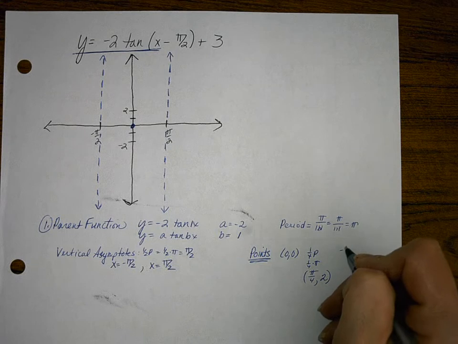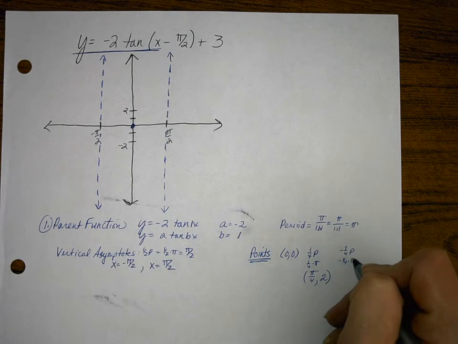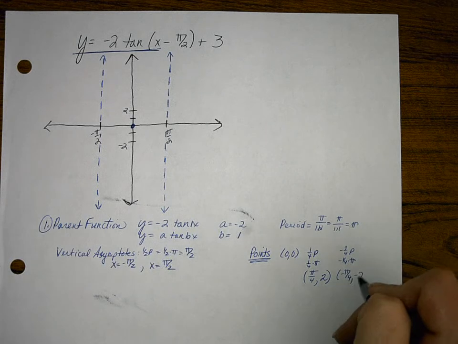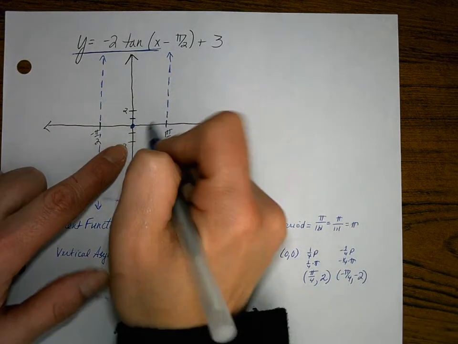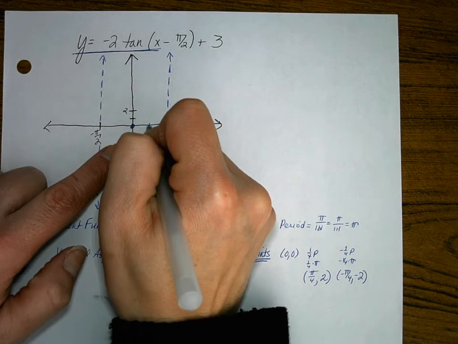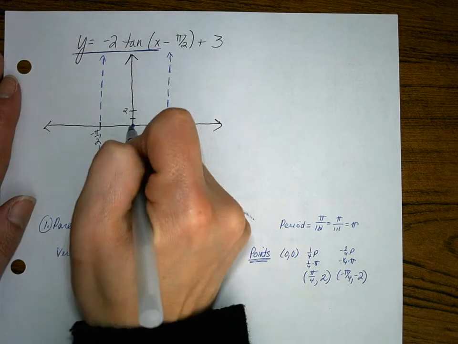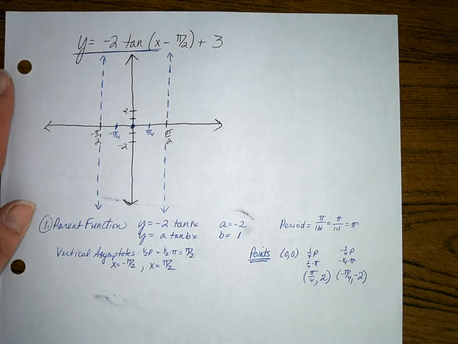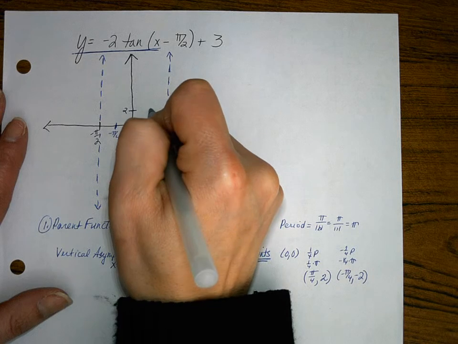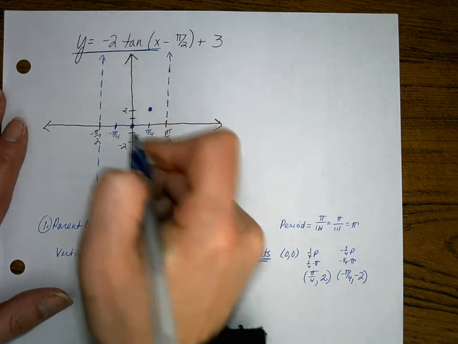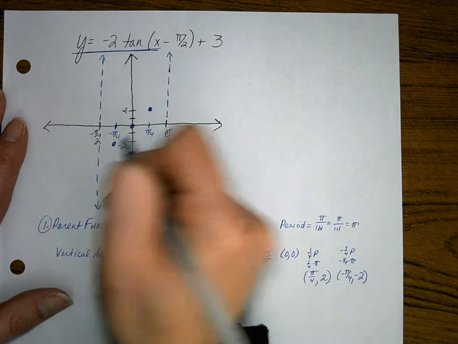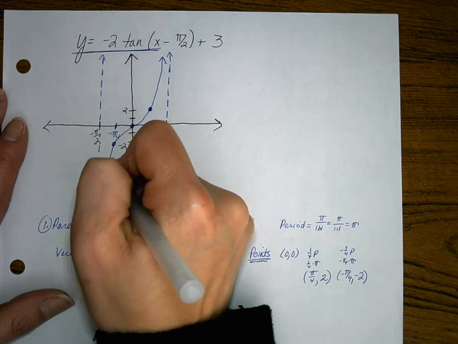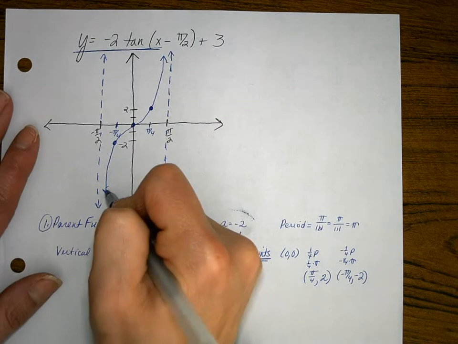Now, at negative 1/4 of pi, at negative pi over 4, where will I be? Negative 2. Okay, so pi over 4 is going to be halfway between 0 and pi over 2. And then negative pi over 4 is going to be halfway between 0 and negative pi over 2. All right, so at pi over 4, I'm up at 2. At negative pi over 4, I'm down at negative 2. So we can see this very basic tangent snake curve in between those vertical asymptotes.